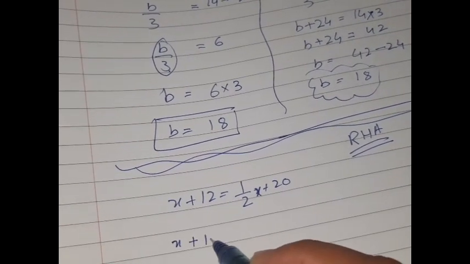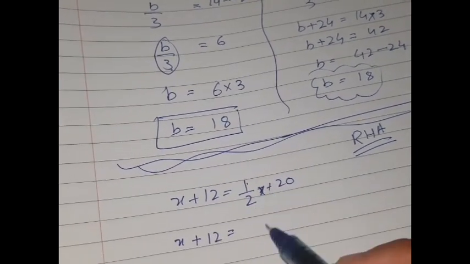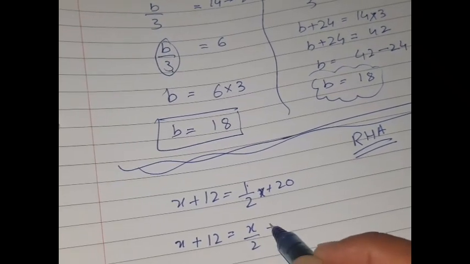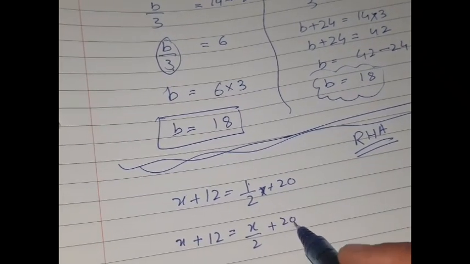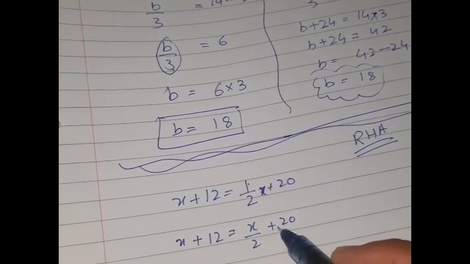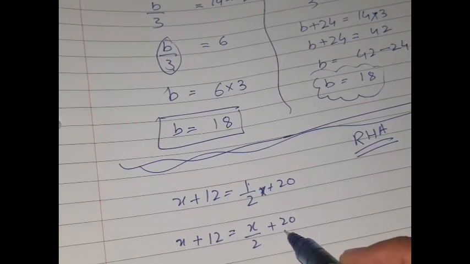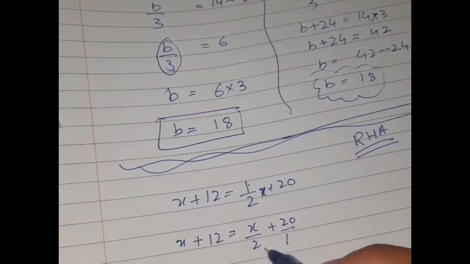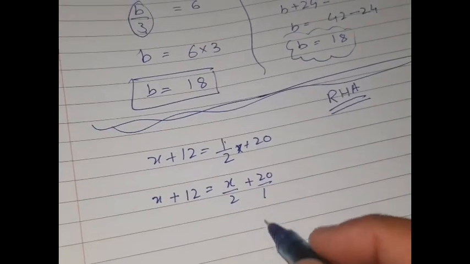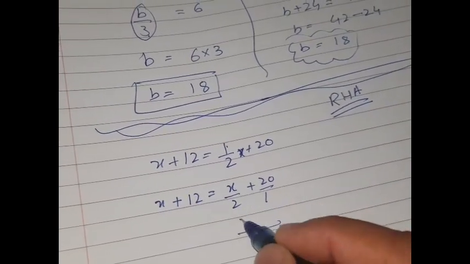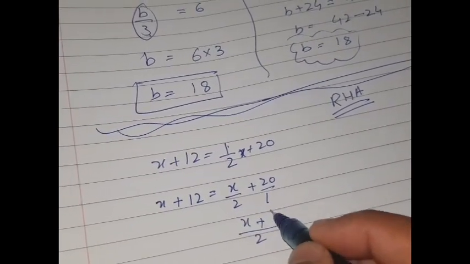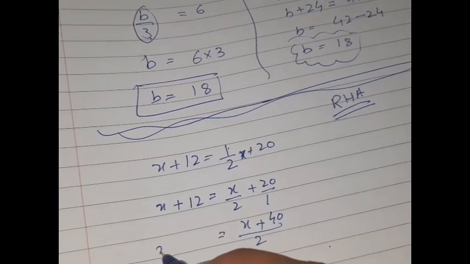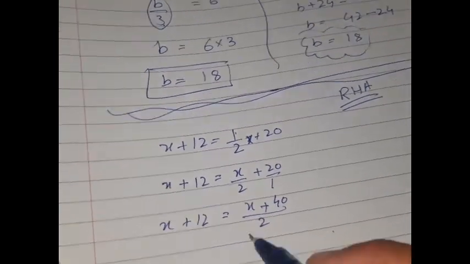Common sense: x plus 12 is equal to x times 1, which is x, over 2, plus 20. Now this is again what? Addition of fractions. So I will use the butterfly method here again. 2 times 1 makes 2. 1 times x makes x, plus 2 times 20 makes 40, is equal to x plus 12 as it is.